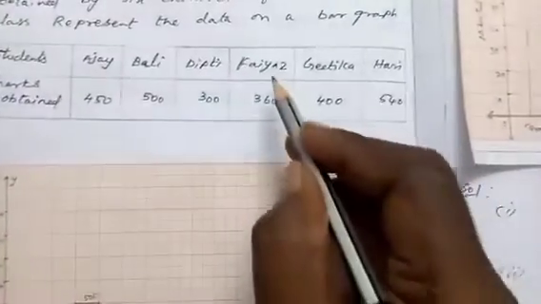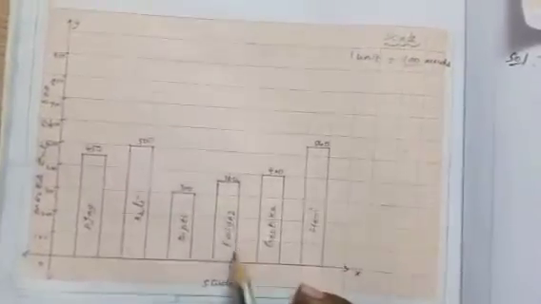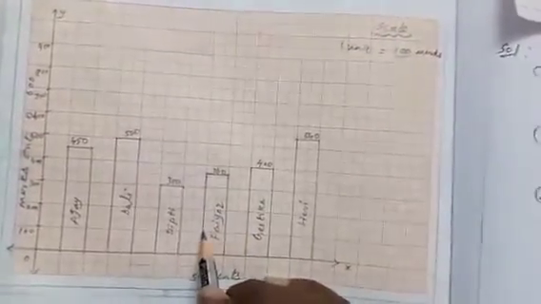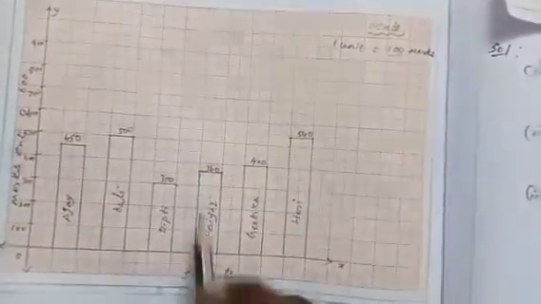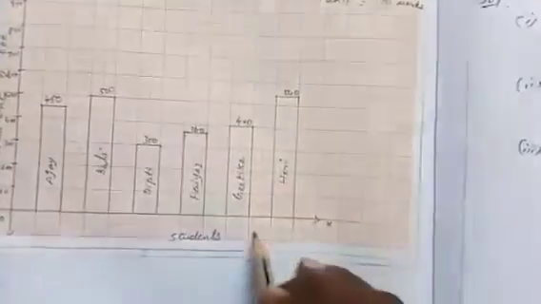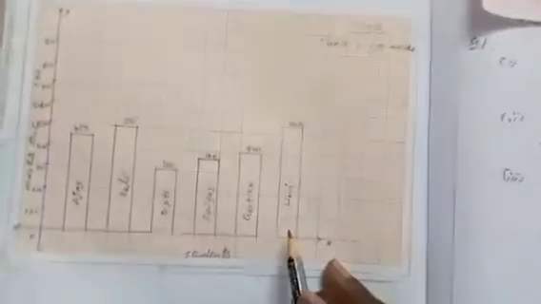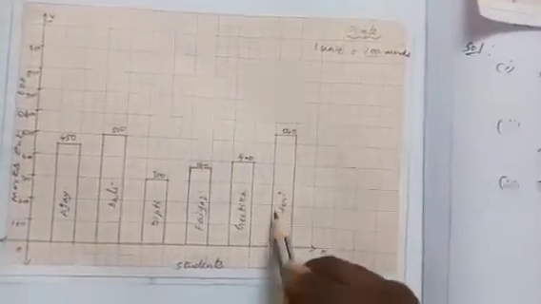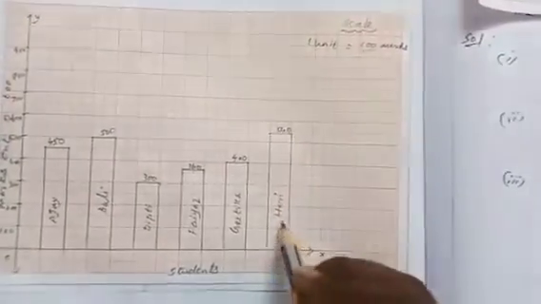Then Fayaz, who has 360 marks. Draw the bar for Fayaz at 360: 100, 200, 300, and then 360. Then Keetiga's marks are 400, so draw the bar. The next one is Hari. Hari's marks are 540, so draw the bar: 0, 100, 200, 300, 400, 500, and this is 540. So this is Hari's marks.